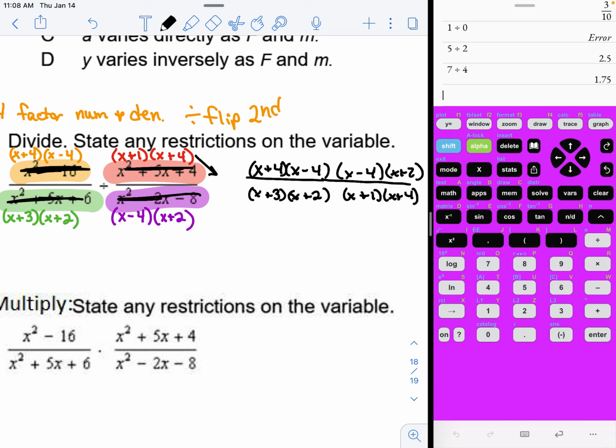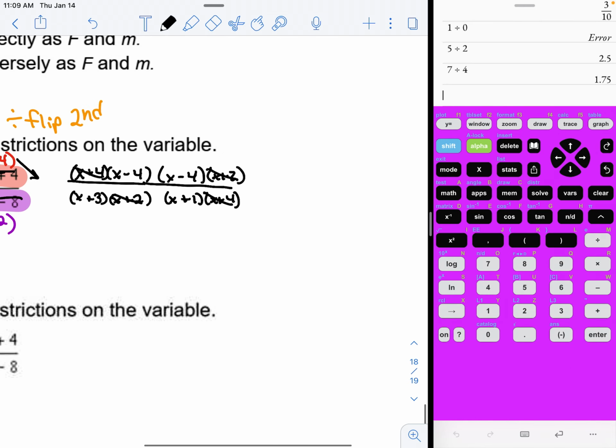Now anything that matches top and bottom gets to cancel. That's it. That's unfortunate. I was hoping some more would cancel. So my final answer is x minus 4 squared, because it happens twice on the top, x plus 3, x plus 1 on the bottom.